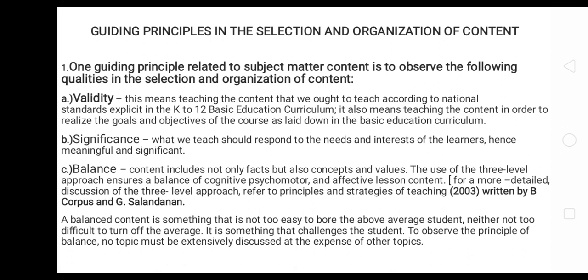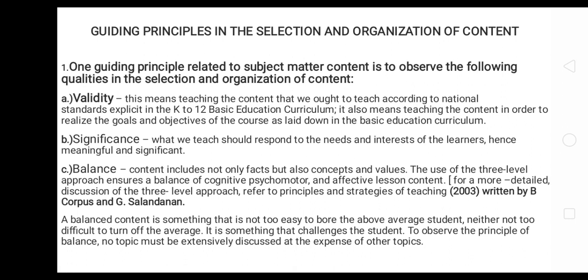Next, the balance. Content includes not only facts but also concepts and values. The use of the 3-level approach ensures a balance of cognitive, psychomotor, and affective lesson content. For a more detailed discussion of the 3-level approach, refer to Principles and Strategies of Teaching.